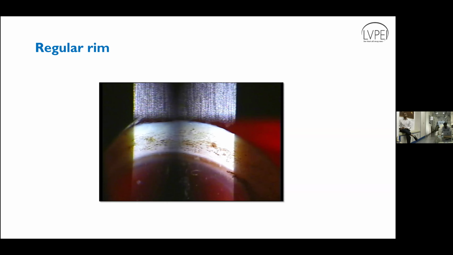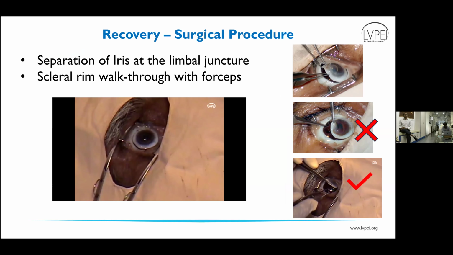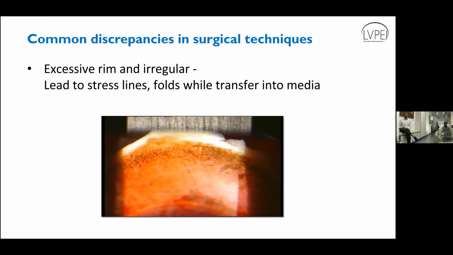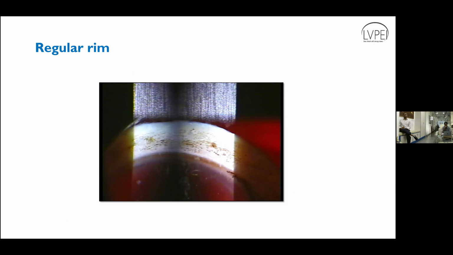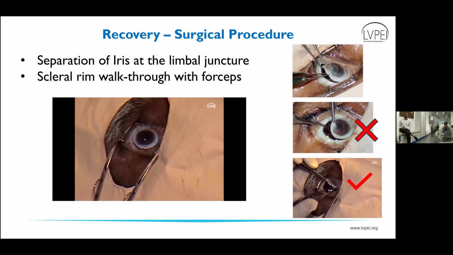If you keep taking an excess corneal rim, it will be difficult to transfer the cornea into the medium. While transferring, you might get contact with an unsterile area, and then there might be a chance of introducing an infection into the media. So make sure to restrict to 2 to 3 mm of scleral rim. So here is the regular rim.